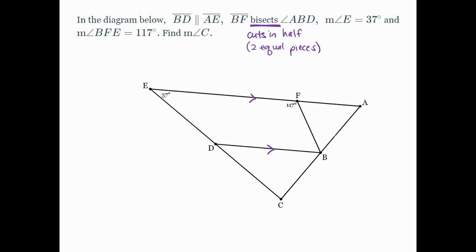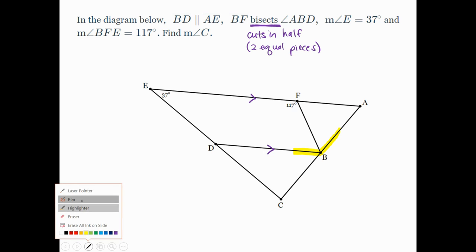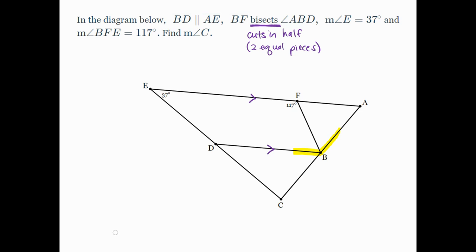So here's angle ABD. I'm just going to trace that angle for us so we can see it. Actually, let's do it with a highlighter. All right, so we're going to go A, B, D. And it tells us that BF bisects it, or cuts it into two equal pieces. So the way we mark that is we're going to say this one is equal to this one. So those are two equal angles.